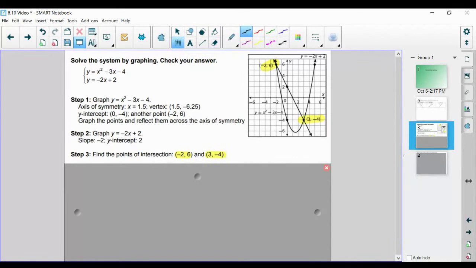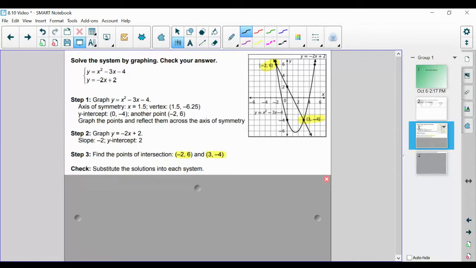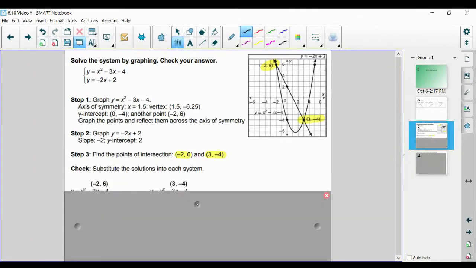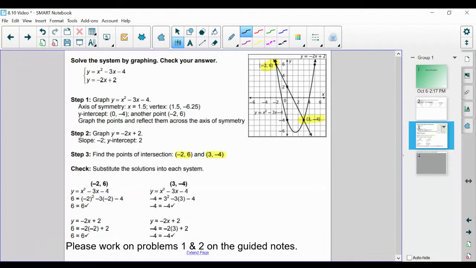Again, we're just identifying the points of intersection, and then we can substitute the solutions into each equation and make sure that we have true statements. So as we check, we substitute in both of our possible solutions, verifying that they are indeed true by ending up with a true equation, and we see that both points of intersection are indeed the solution to our non-linear system. With this in mind, please work on problems 1 and 2 on the guided notes and turn over to the back when you're ready to move on.